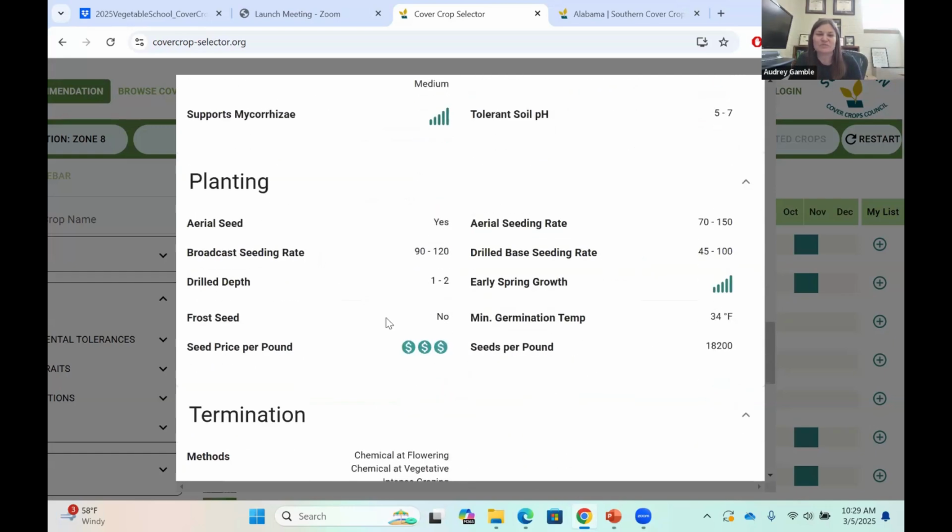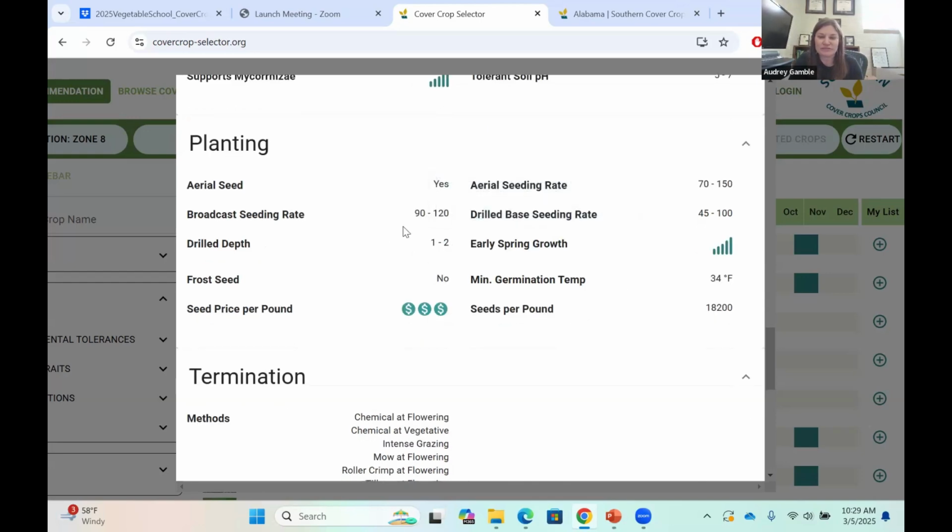And then for the farmer, this is what's really important, right? The planting information. So it's going to give you a breakdown of the seeding rates, and the seeding rates are going to differ whether you're broadcasting versus drilling. So 90 to 120 pounds of rye per acre if we're broadcasting, whereas if we're drilling, we could reduce that seeding rate to about 45 to 100 pounds per acre. Drill depth if we're drilling.